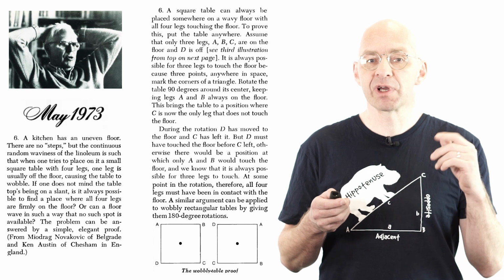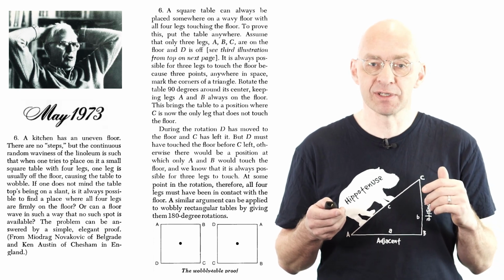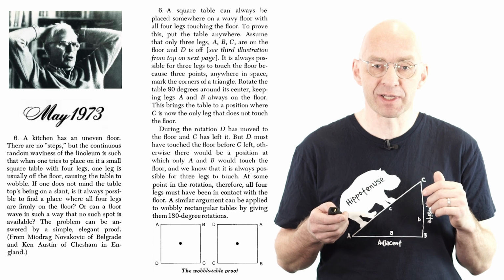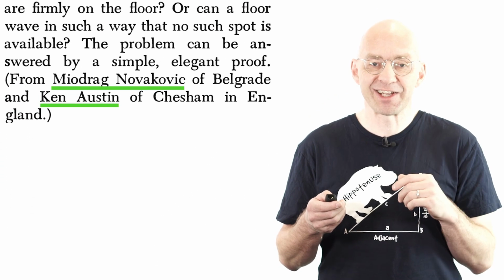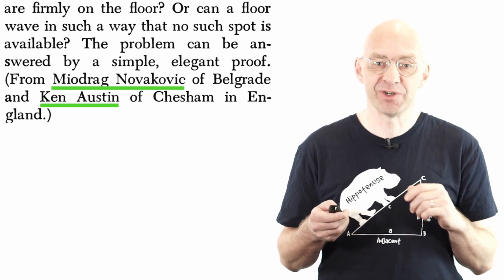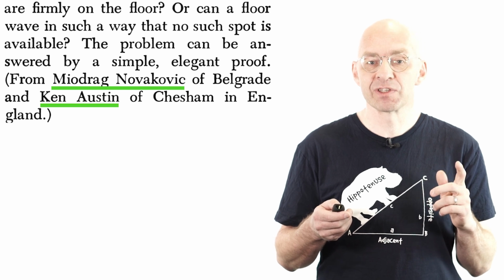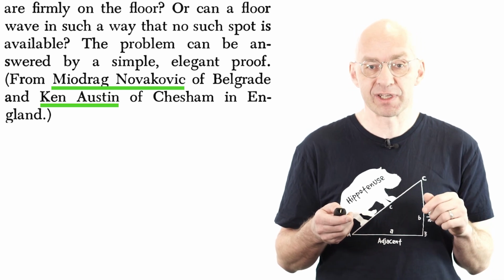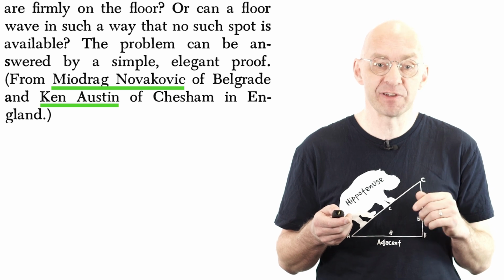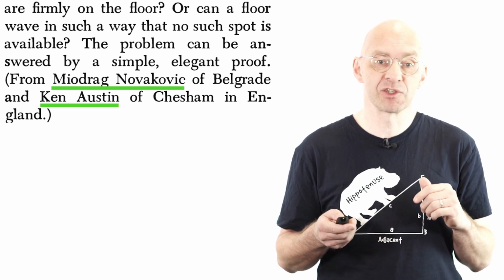Gardner credits Miodrag Novakovic and Ken Austin as his source for the wobbly table trick. I actually tracked down Ken Austin about 15 years ago, and he told me that in fact it was his friend Miodrag who discovered the trick and how to justify it around 1950. Ken only communicated the trick to Martin Gardner.